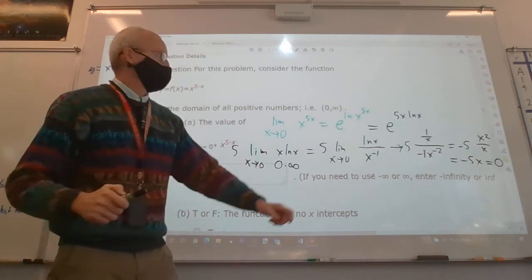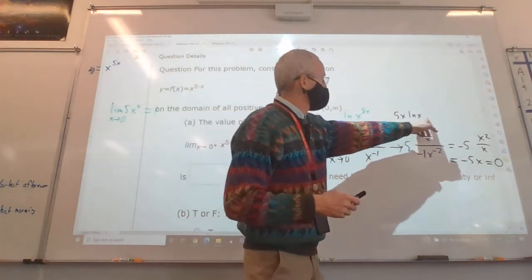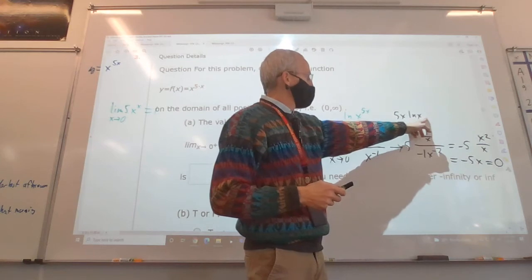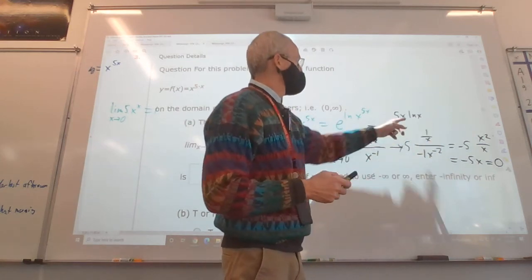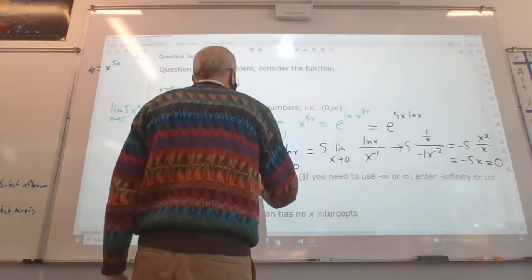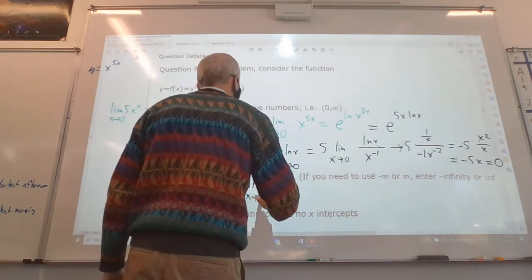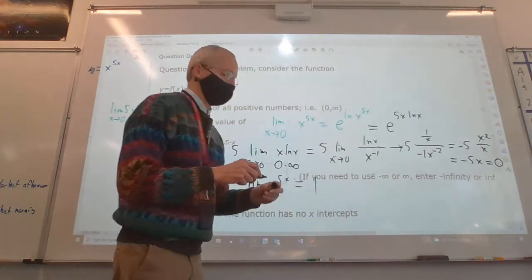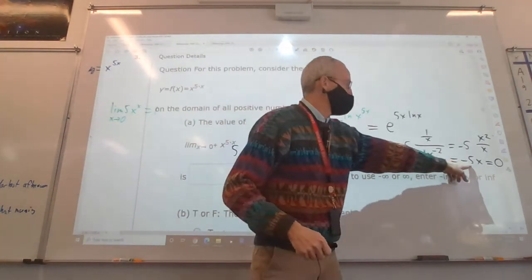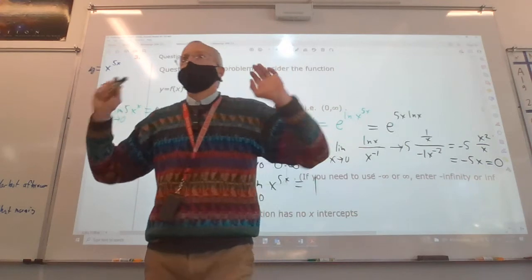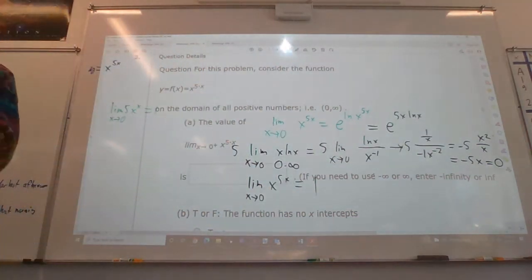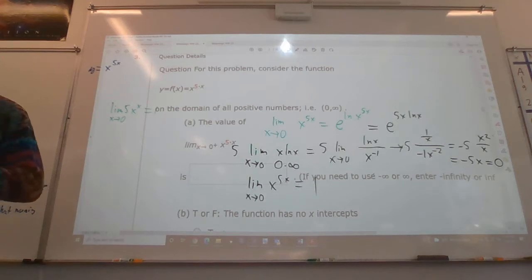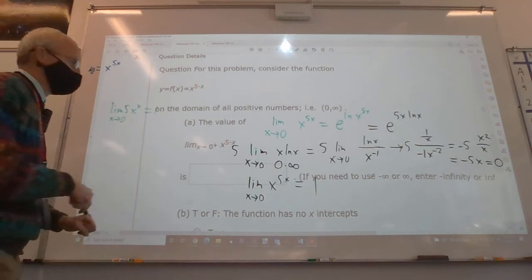Right, we're not done yet. Now we go back to the e. So the exponent is 0. So the limit as e to the 0 is 1. So finally, our limit as x goes to 0 of x to the 5x is equal to 1. Turns out the 5 doesn't matter because, yes, we get a 5 out of it, but it's 0. So 5 times 0 is still 0. So just like x to the x, x to the 5x also goes to 1. So the answer is 1.